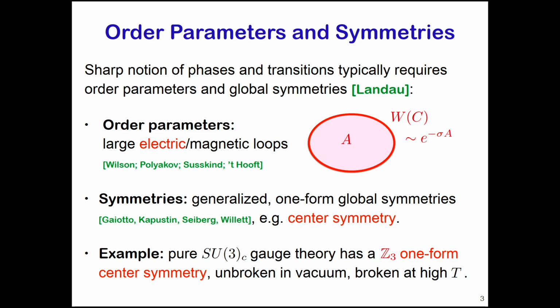That signals confinement. And if instead you heat up the theory by putting it at finite temperature, then at some point you will reach the deconfinement transition. And in the high temperature phase, the Z3 symmetry is spontaneously broken. So here in the pure gauge theory, we have a completely sharp story involving symmetries, order parameters, and transitions.